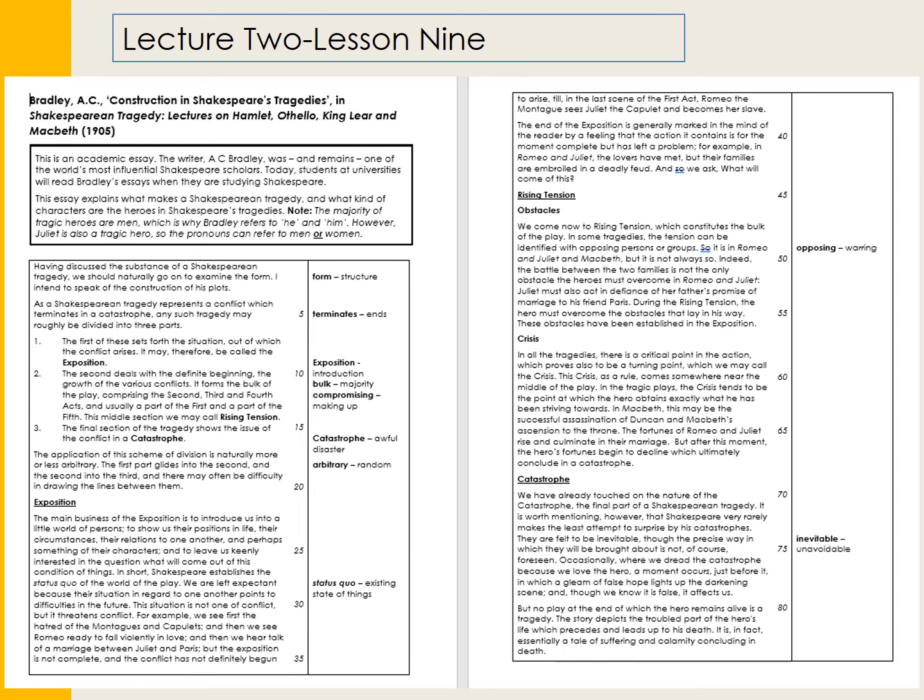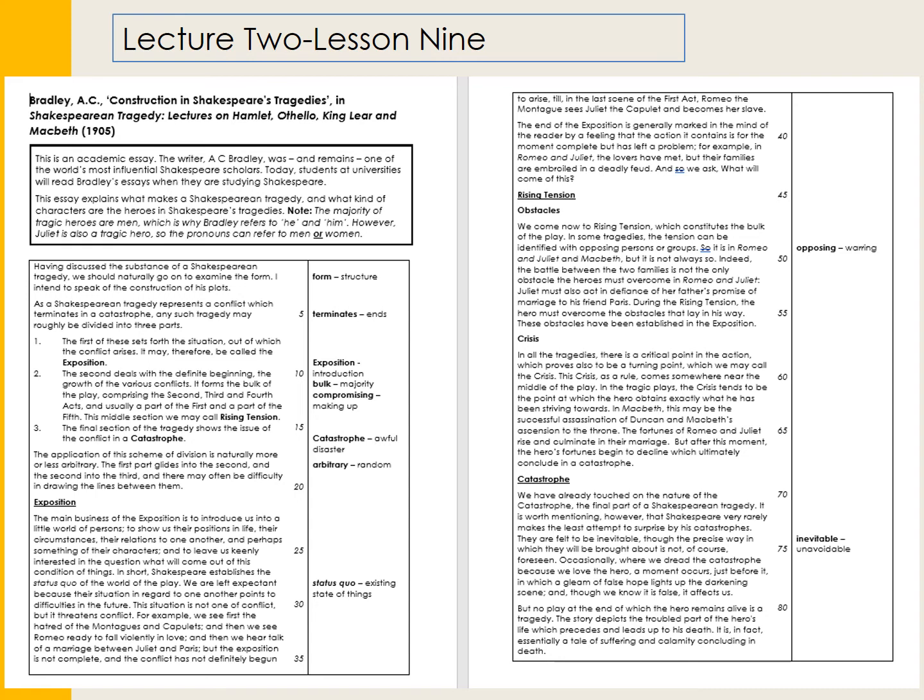And then finally, on to the catastrophe. We've already touched on the nature of catastrophe, the final part of a Shakespearean tragedy. It is worth mentioning, however, that Shakespeare very rarely makes the least attempt to surprise by his catastrophes. They are felt to be inevitable, unavoidable, though the precise way in which they will be brought about is not, of course, foreseen. Occasionally, where we dread the catastrophe because we love the hero, a moment occurs just before it in which a gleam of false hope lights up the darkening scene, and though we know it's false, it affects us.